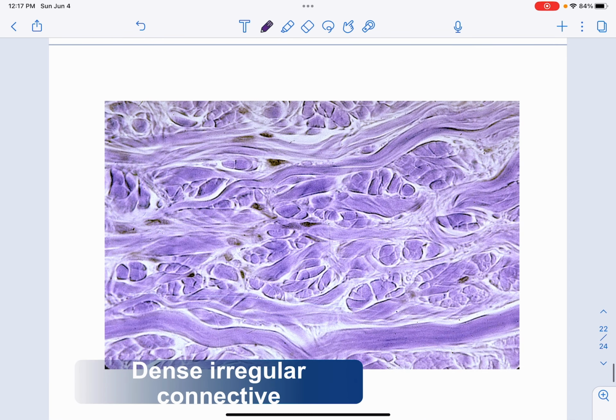Here's another image showing you, it's just stained a different color, but you can see the collagen fibers kind of running in all different directions, so this should be the clue to indicate that this is dense, irregular connective tissue. So again, you need to be able to look at these images, be able to recognize what they are, talk about the types of fibers, and name a location.